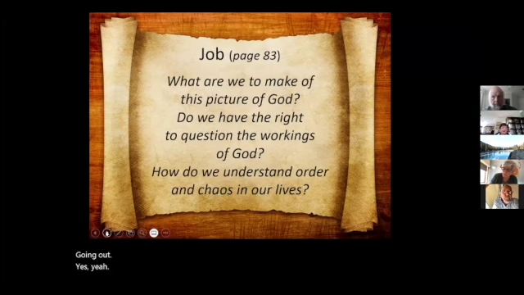What do we make of this picture of God? Do we have the right to question the workings of God as Job did? And how do we understand order and chaos in our lives? So bottom of page 83, you'll find them, and I'll pop you into your breakout rooms to have a nice, brief discussion about these questions. Okay, off you go.